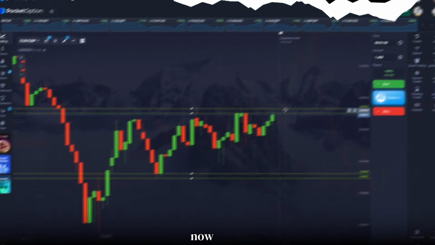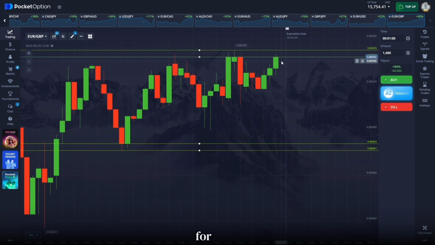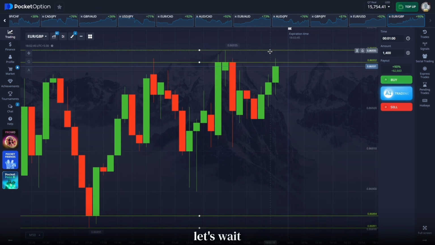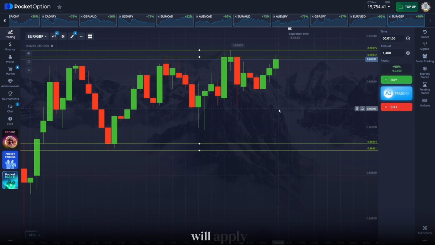Let's wait now. Price hit the resistance level here, and now I will wait for the 1 minute candle to close. I'll apply the same trading strategy that we used here. Let's see how this candle will close. If it closes without any breakout from this resistance level, we will look for reversal confirmation from the seller's end, and then we will apply the strategy.